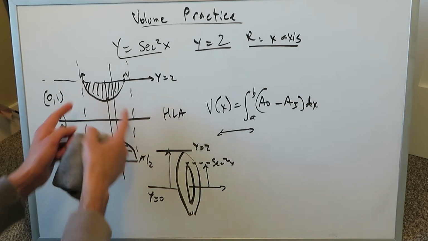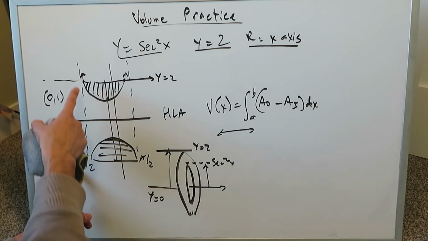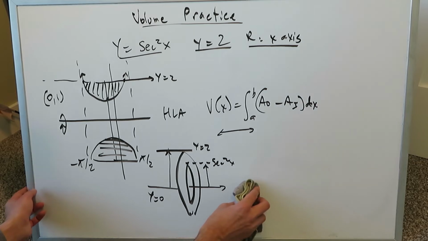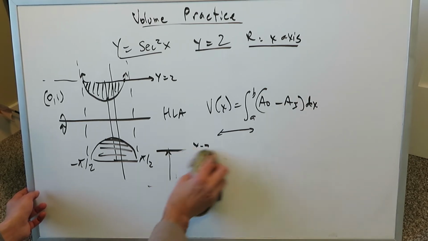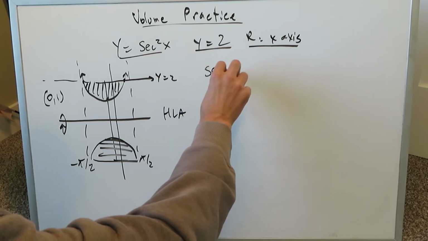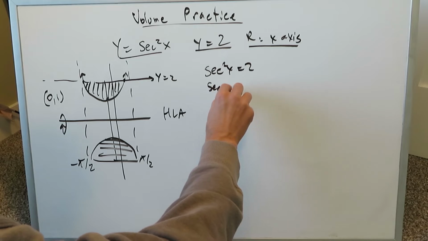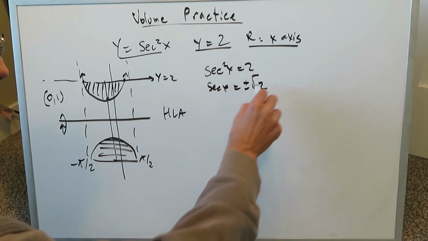So you have clear inner and outer radii to deal with, and we need to find good intersection points for interval development. We don't know what our intervals are. The intervals are not negative pi over 2 to pi over 2. The intervals are something else, and we have to determine that. We can do that easily, and I'll show you how. The intervals are developed easily by making these two equal each other. Secant squared x is equal to 2. Take the square root on the other side. Secant x is equal to plus and minus root 2.